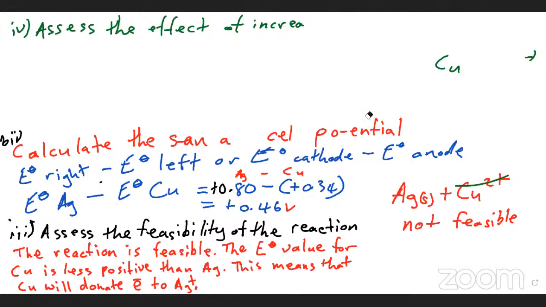Or you can just say more positive, reduced. So whichever one you want to use. There's more than one way of viewing it, so just pick the one you understand and use it. So this now says assess the effect of an increase in the concentration of silver ions.